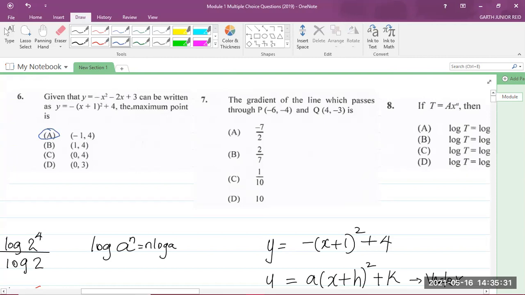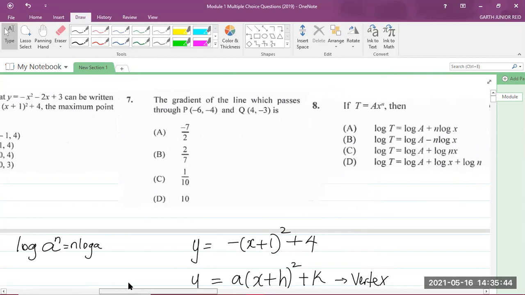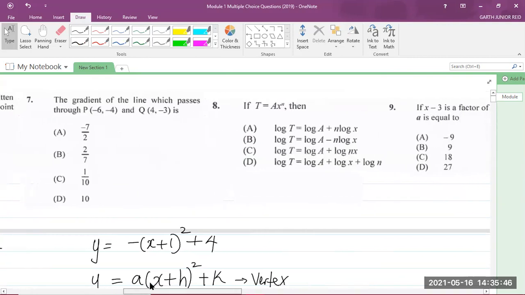And they told us that they wanted the maximum point. So then negative 1, comma 4 is really a maximum point. Okay, now let's move on to question 7.